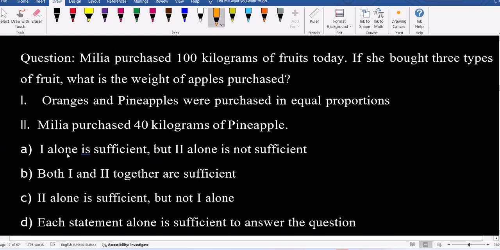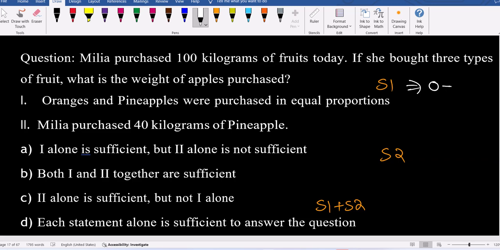Now data sufficiency. Vilya purchased 100 kilograms of fruits today. If she bought 3 types of fruits, what is the weight of apples purchased? See, is statement one alone sufficient? Is two alone sufficient? Then only go for together. Alone you have to try. 100 kgs, it's regarding 3 items. Apple they're asking, and here orange and pineapple. So orange plus pineapple plus apple together equal 100.